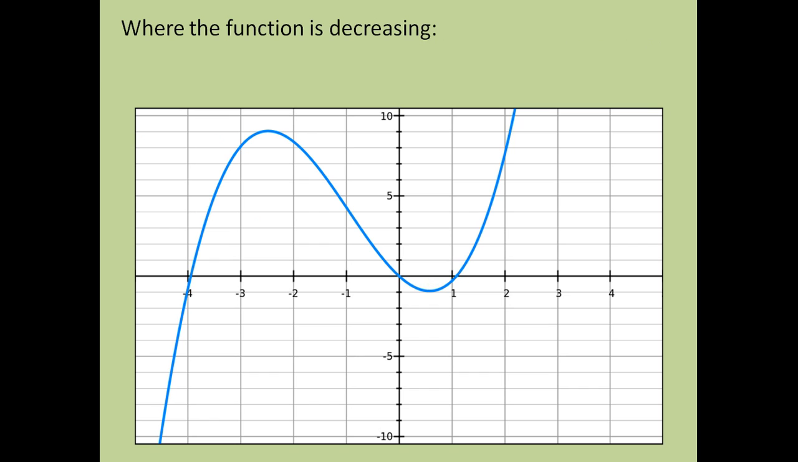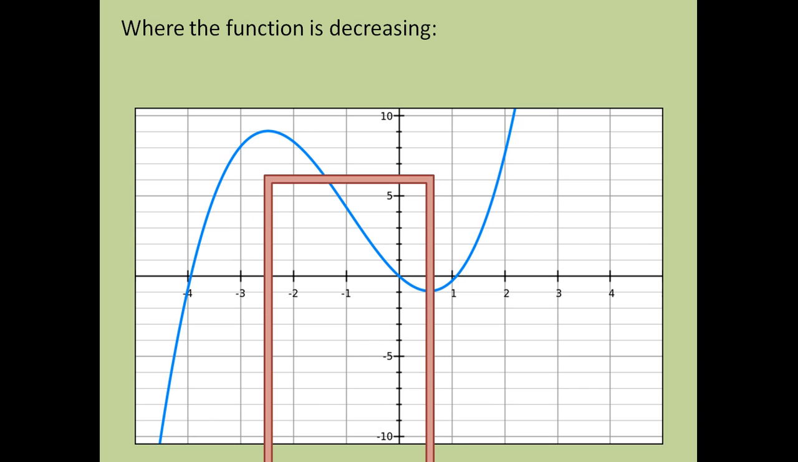Now we're going to look at where the function is decreasing. So you see in that red box is all the area from about -2.5 to about 0.5 on the x-axis, is where the slope of the function is a negative value, or where it is decreasing.